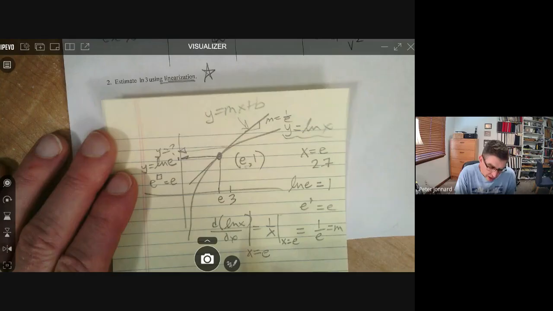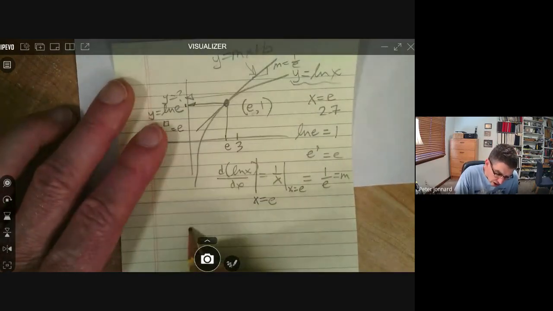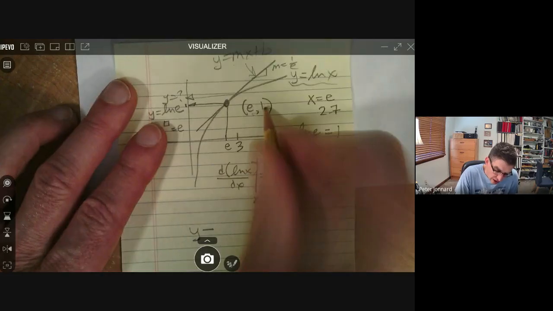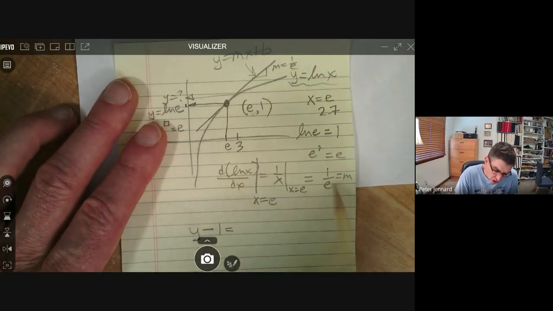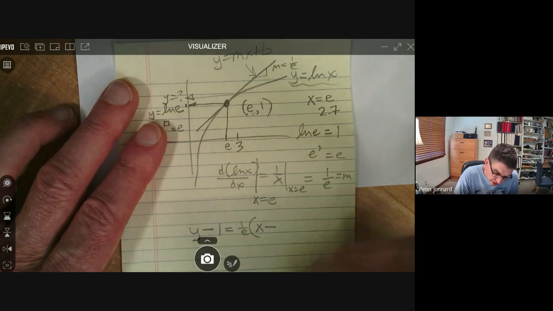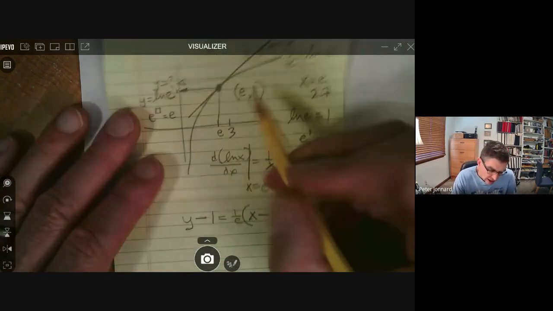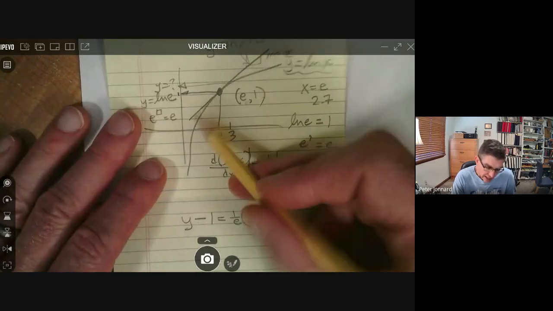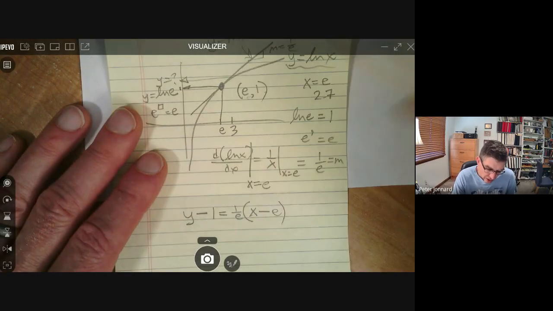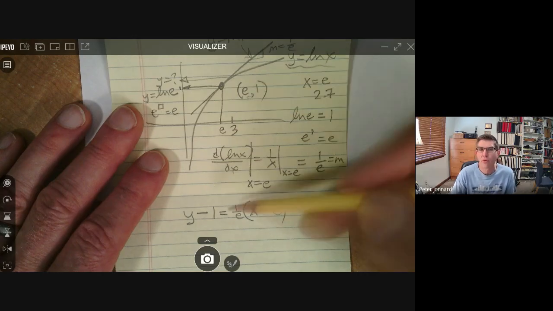So I now have a point on the line and I have the slope of the line. And so I can write the equation of the line: y minus y1 is equal to the slope, 1 over e, times x minus x1. Okay, and so that is the equation of this line. And I can now go and plug in, instead of an e, I can throw in a 3, and that'll do everything for me.